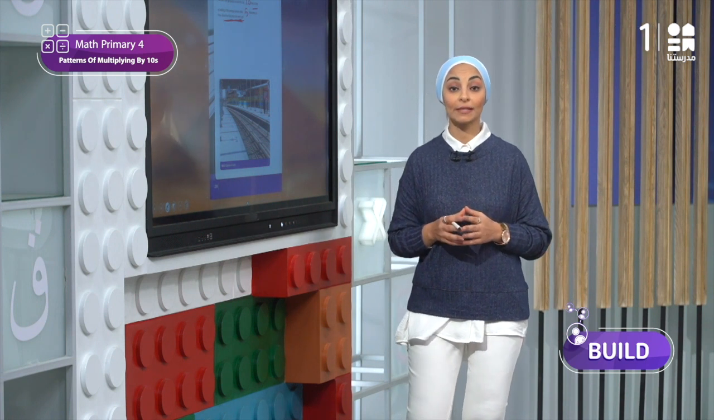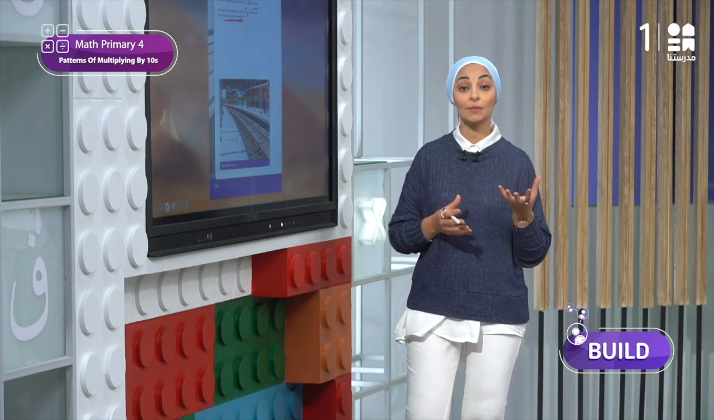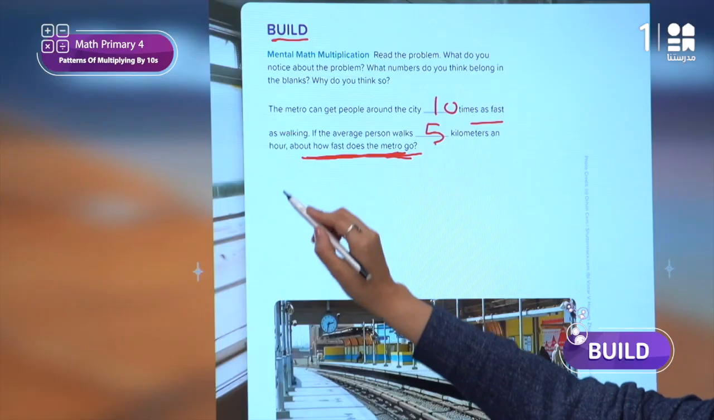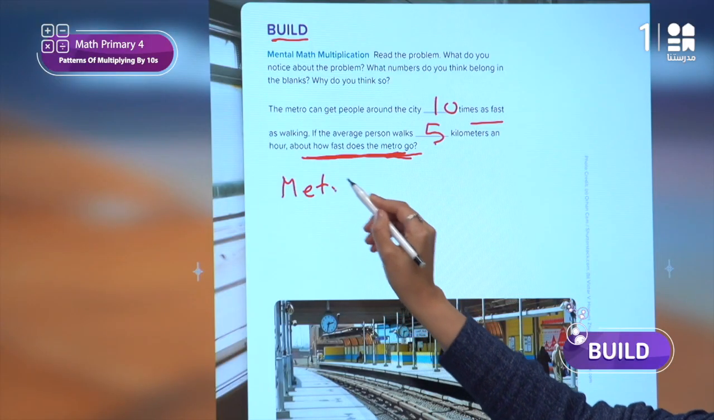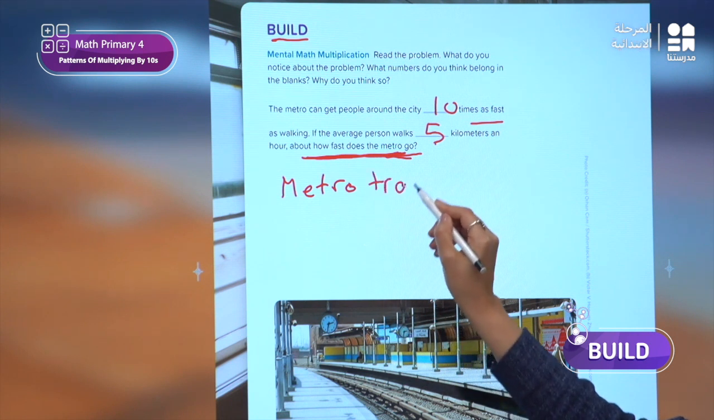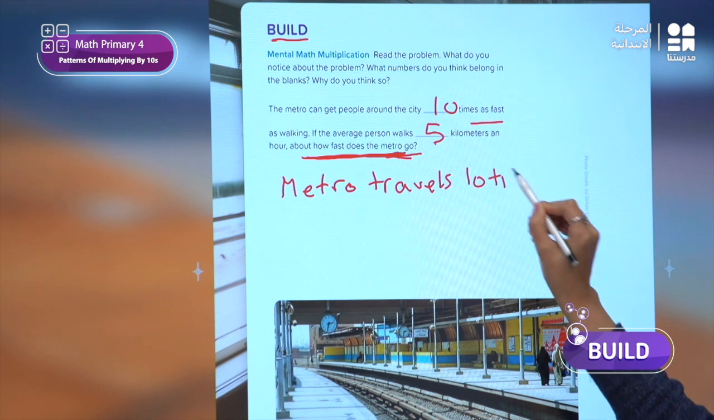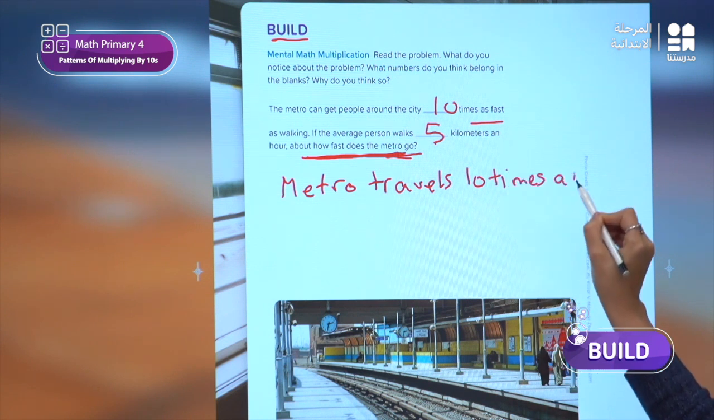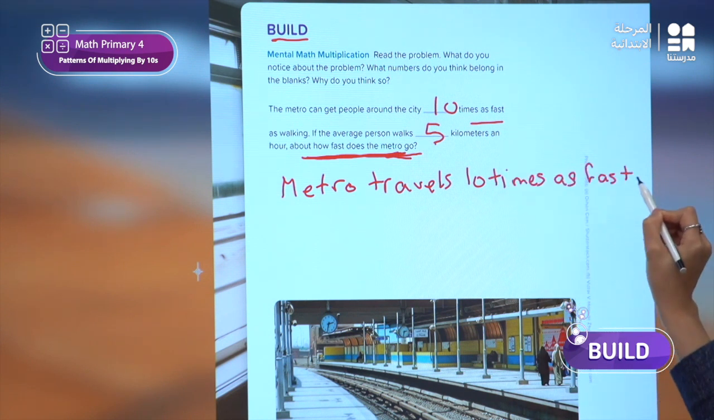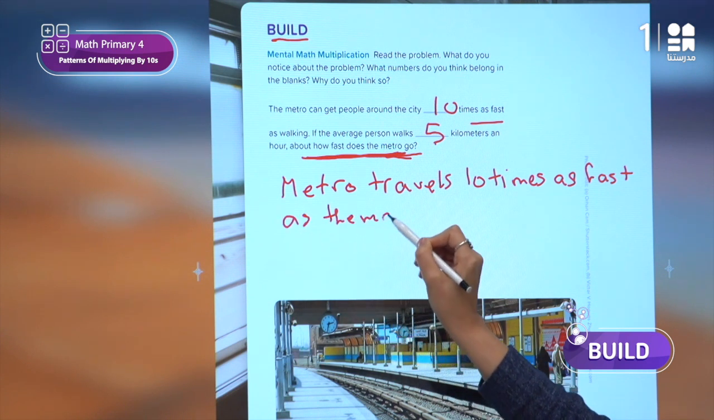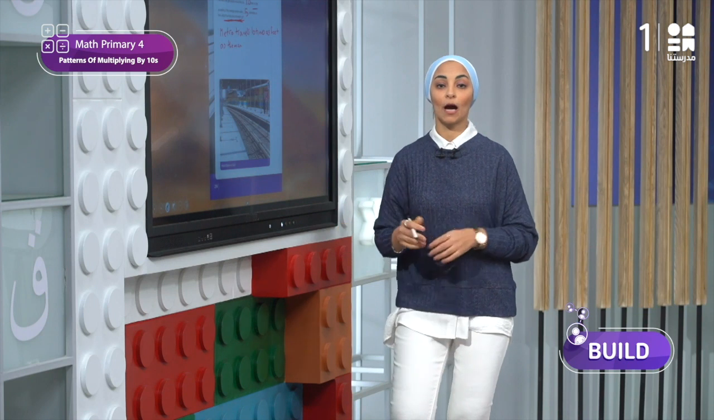We will find that the metro travels 10 times as fast as the man. Okay? Now some of you might think of different strategies.